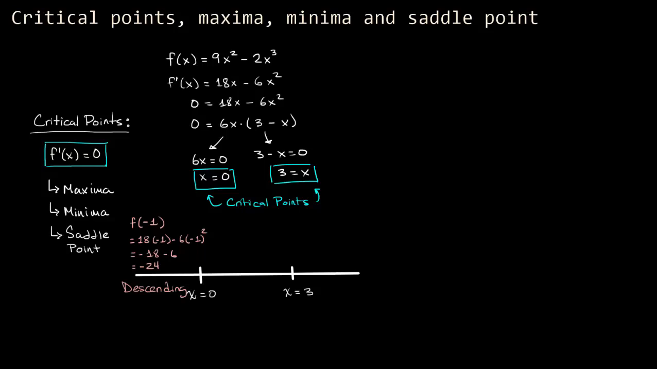After it, let's see what happens. Let's pick a value. What could it be? Of course, the 1, I think, would be the simplest. F prime of 1. We have to evaluate on the derivative, let's keep that in mind. So it would be 18 times 1 minus 6 times 1 squared, which is 18 minus 6. We get a positive value, which represents that the function between 0 and 3 would be ascending.